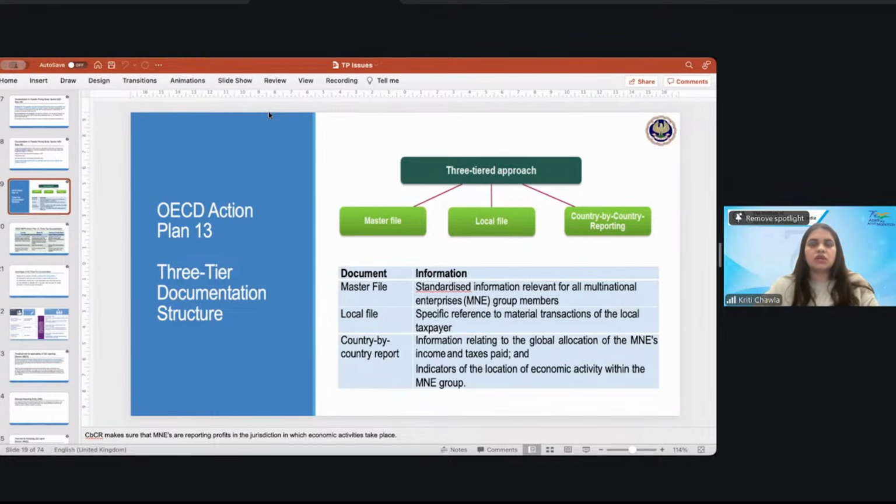I'm coming to how these other documents, Master file and CbCR, are filed in India. Just give me some time. I have the Indian perspective in other slides. I'm going to take a minute, but right now I've just explained the concept from an OECD perspective.